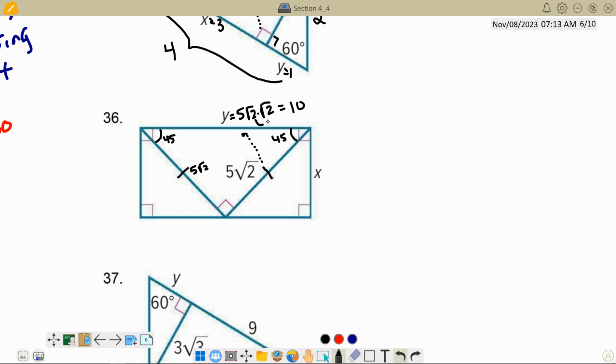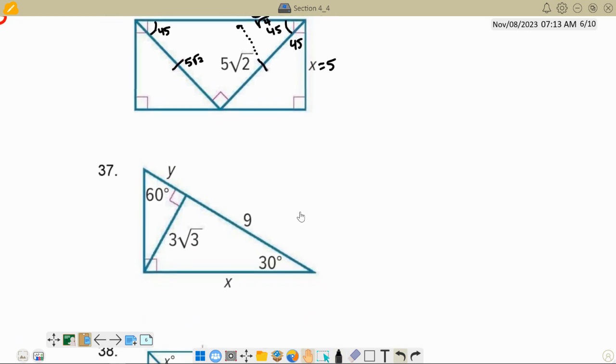Because square root of 2 times square root of 2 is square root of 4. I've said this a few times. That gives you just plain 2, right? What squared is 4? 2. So 2 times 5 is 10. All right, so now what do we need? This is the hypotenuse. This is a leg in a 45, 45, 90 triangle. So this side must have been 5 because you know how you multiply by the square root of 2 to get the hypotenuse. All right, next one, number 37.